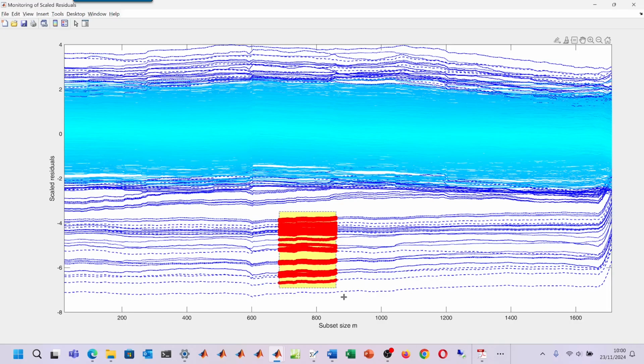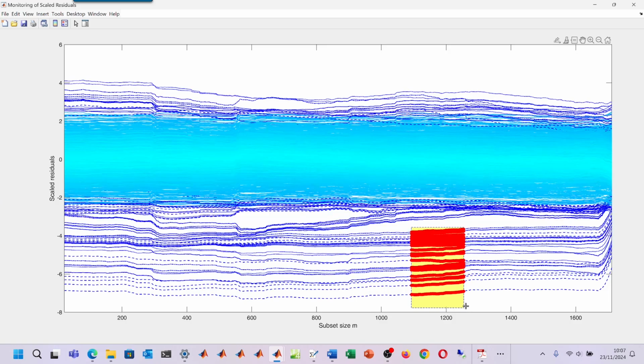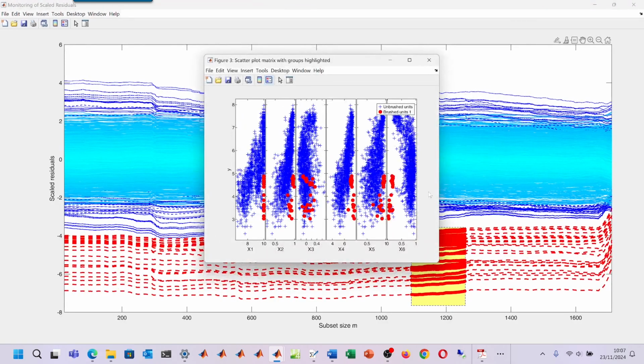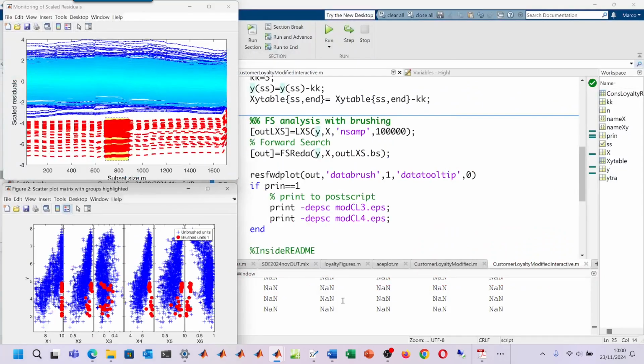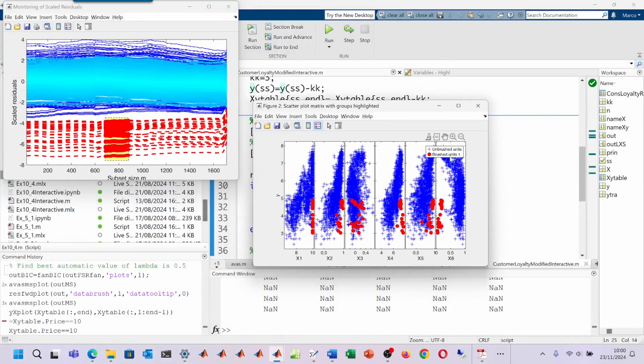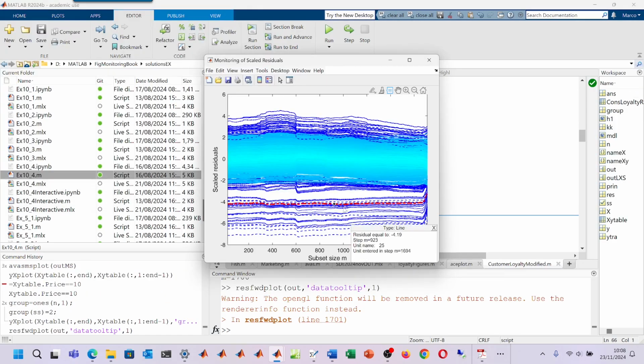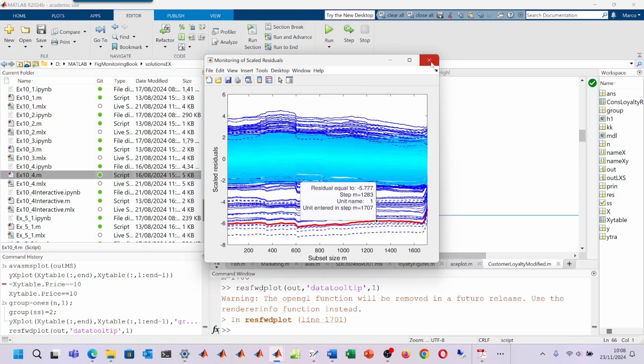Now we brush these units. Here is a brush that includes 25 units, and we check the position of the brushed units in the y-x plot. So these are the units which have been brushed, and you see that they generally correspond to the set of units that have been contaminated. As usual, you can click on a particular line, you can have information about a particular trajectory and the step in which the unit enters the search.